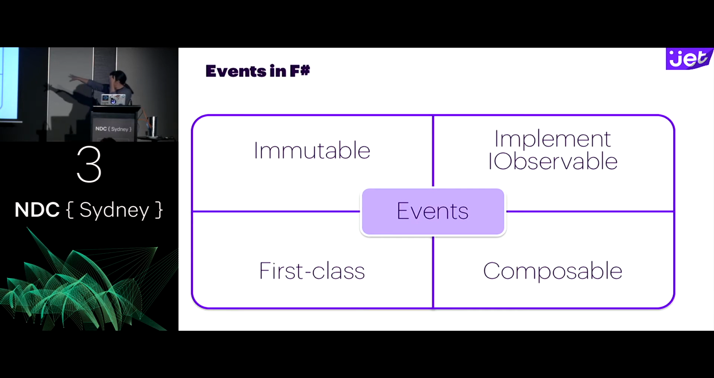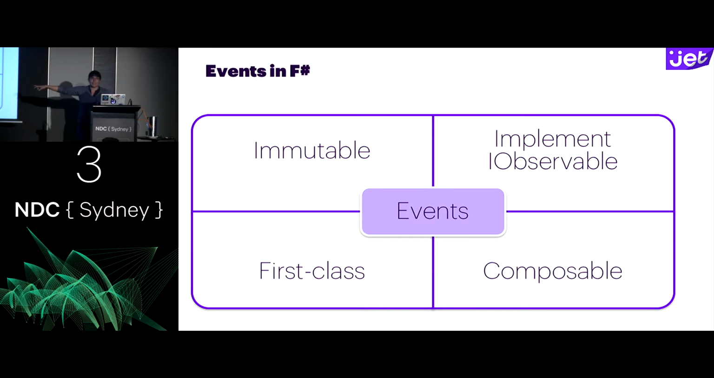So events are values of type IEvent of T. They inherit from IObservable. And this is used in other libraries, the Reactive Extensions. Importantly, they also implement IDisposable so we can help prevent some memory leaks.